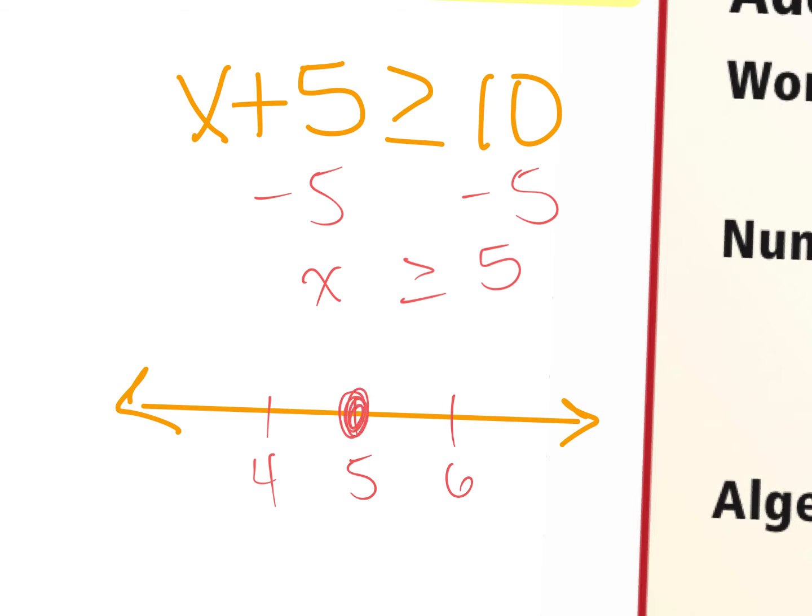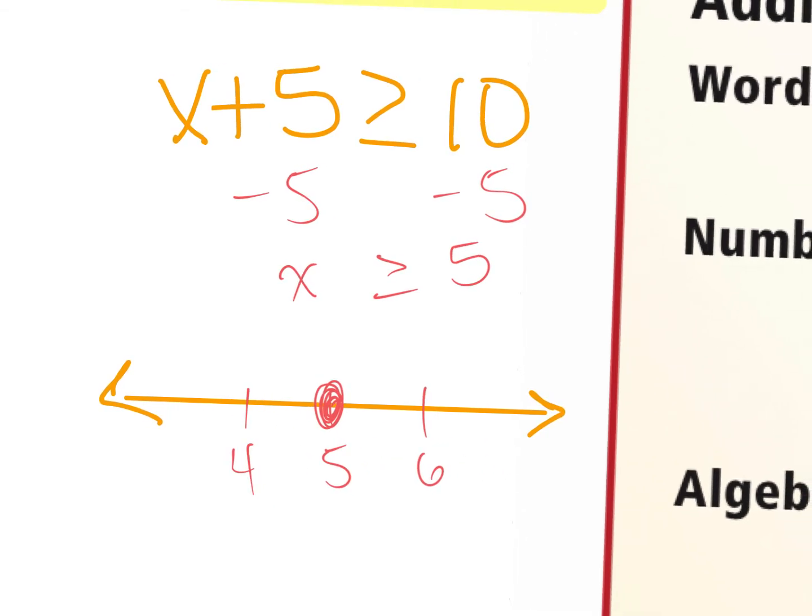Okay. What goes on the 5? Closed dot. Why? It's greater than or equal to. And which side do I shade? A la derecha, people, to the right. Why do I shade to the right? Someone who's been working hard in here, tell me why I shade to the right. Mariana. Very good. It's pointing to the right.